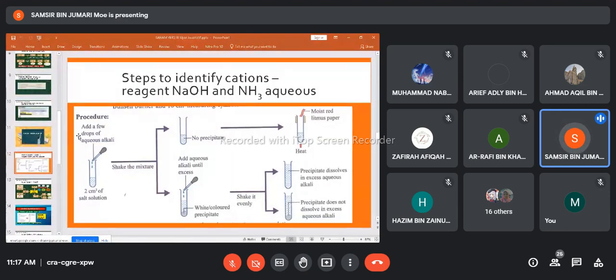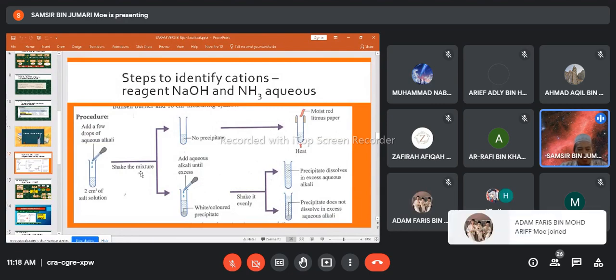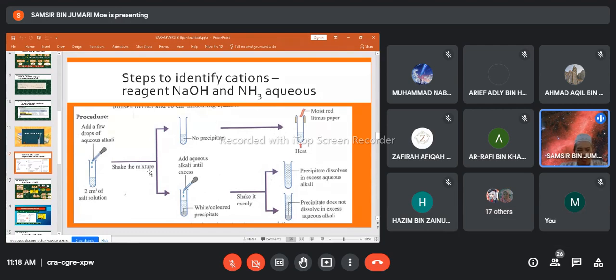Okay, we want to move to the next steps of the verification test to determine the type of salts. Okay, the second step is to identify the cations by using the reagent sodium hydroxide solution and aqueous ammonia solution.